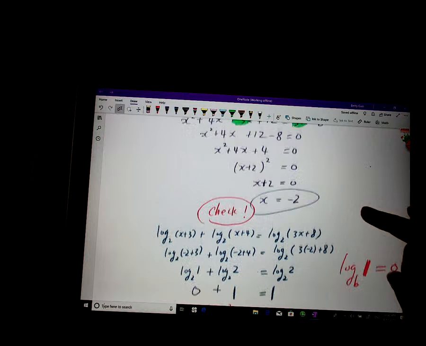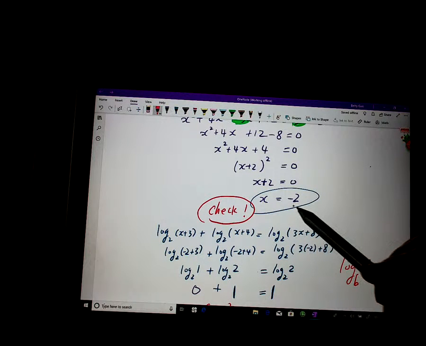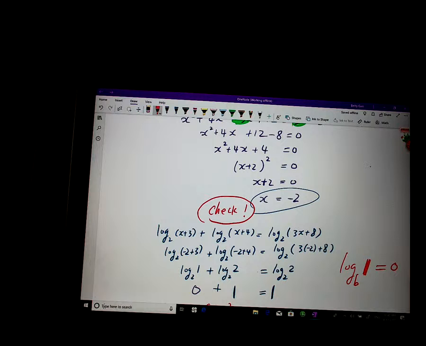Sometimes you would find out the proposed solution doesn't really satisfy the original equation. Then you would have to get rid of it. I think we might see that later.